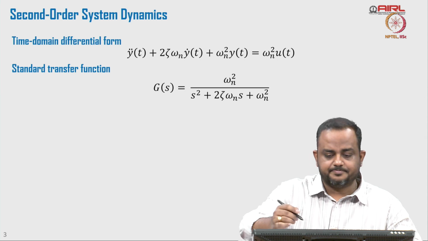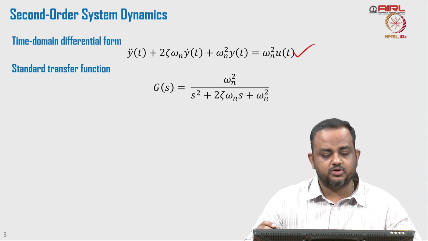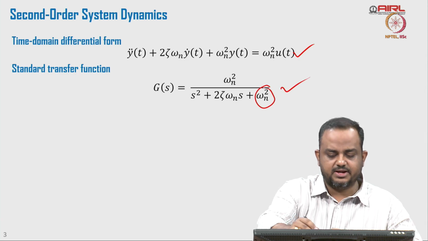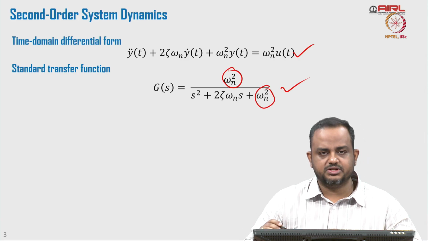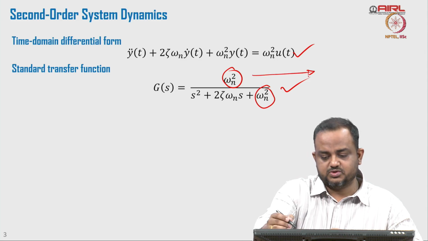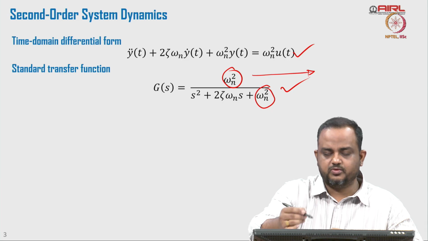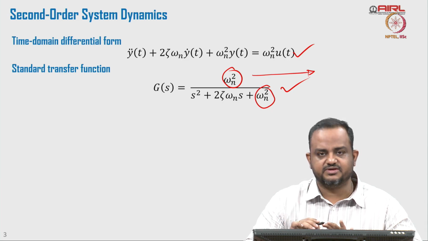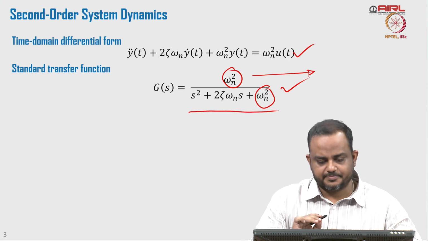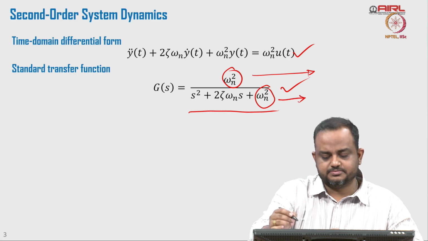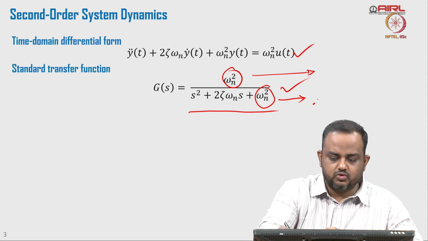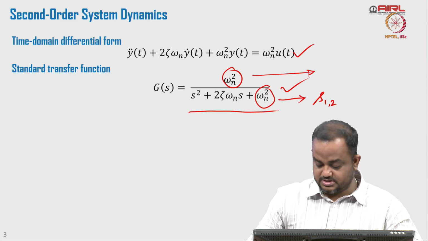Okay. So, this is the time domain differential form. This is a standard transfer function form where the omega n square term is present in both numerator and denominator. The numerator has omega n square only and no s term. So, we can say that inherently this system does not have a zero. However, being a second order system, it has 2 poles, right. If we solve the equation s square plus 2 zeta omega n s plus omega n square, we will get 2 poles, s1,2, right.